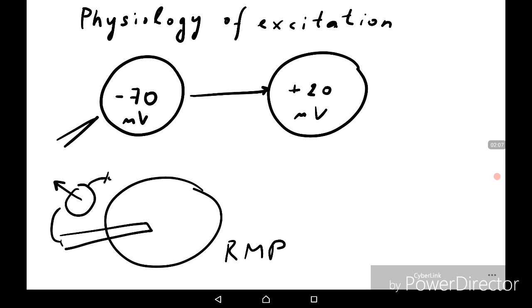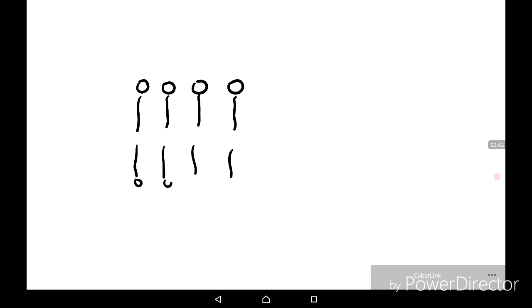How is this resting membrane potential explained? The cellular membrane consists basically of two layers of phospholipids. Phospholipids consist of the polar, or hydrophilic, head and non-polar, or hydrophobic, tails, and we have two layers. Such a membrane is relatively impermeable to water, ions, etc. To transport ions, proteins are needed.